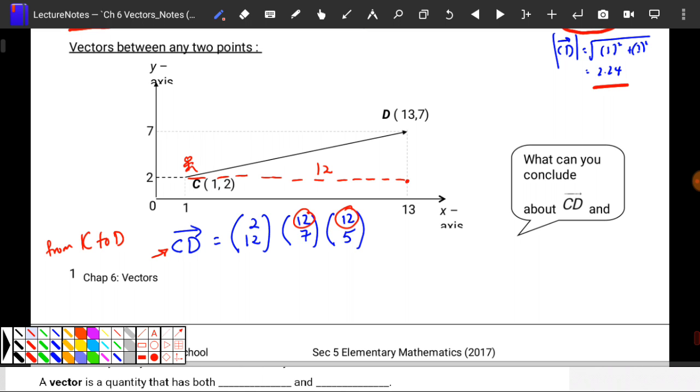Now, after you say 12, Zul will start here. How can he move so that he can go home? Go up or down? Up. Up by how many units? 5. So this is 5. So which one is the correct one? This one. So this is the correct answer. This is wrong, this is wrong. So far okay?